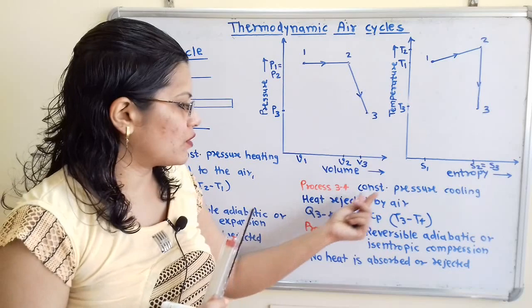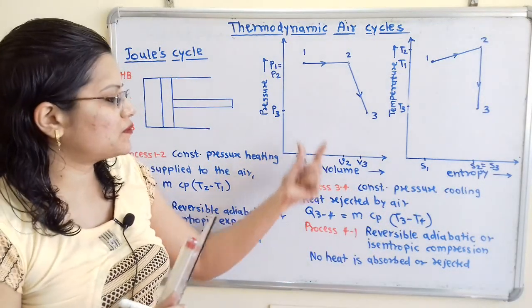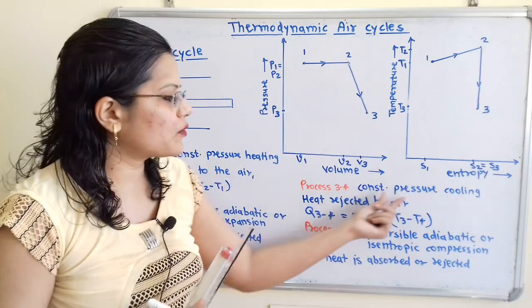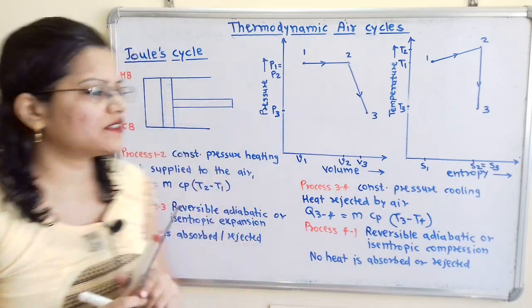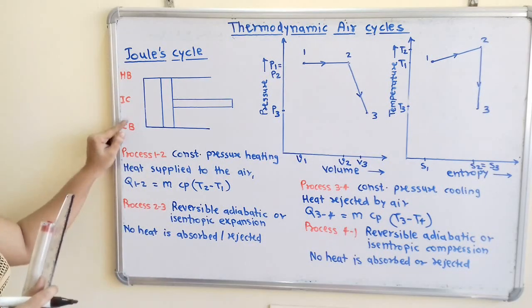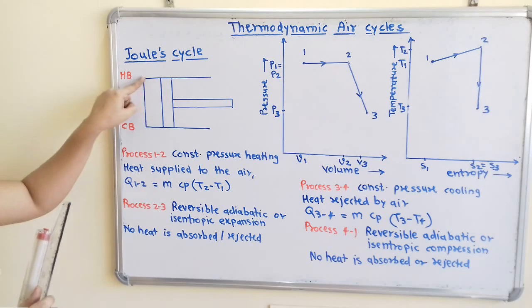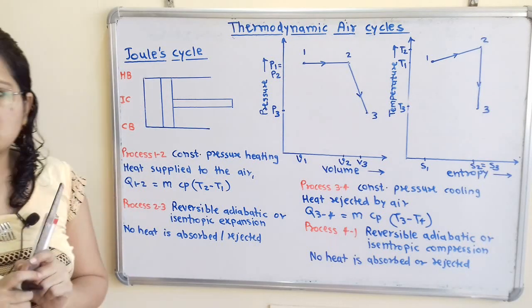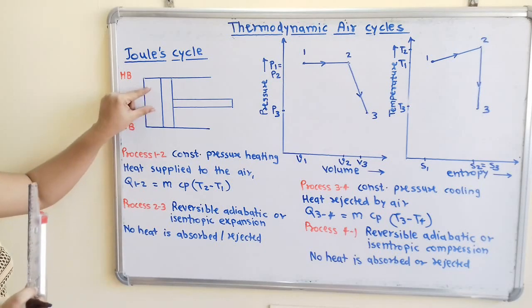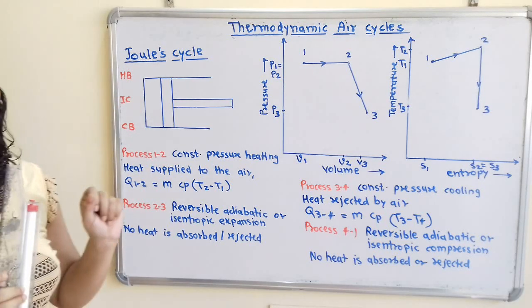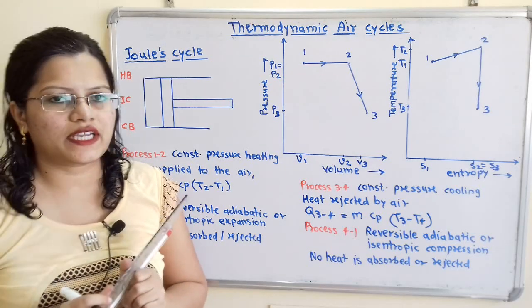Process 3 to 4, constant pressure cooling. So we have to show this process, that is the cooling process is taking place at constant pressure. So how is this process carried out? If we observe here, this is the cool body and this cool body is brought in contact at the bottom of the cylinder, and then what is happening? Because of this cool body, some heat is getting rejected by the air to the cool body and here constant pressure cooling is taking place.